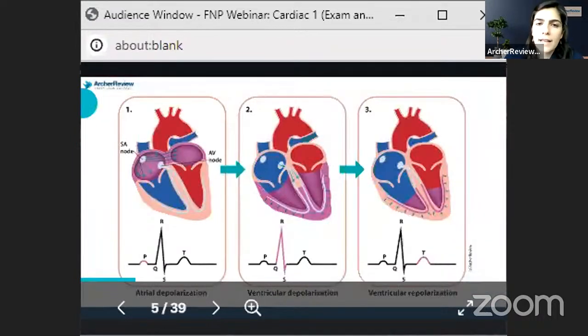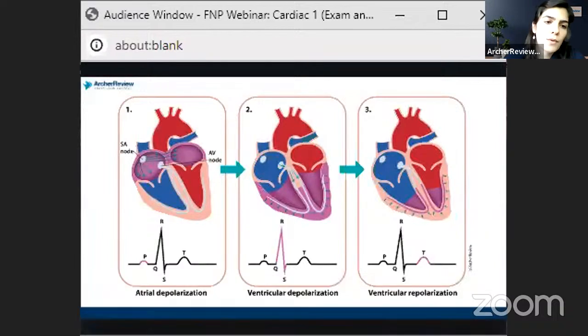So what does that look like on your EKG? The P wave is your atrial contraction, what we call atrial depolarization, and your QRS wave is your ventricular contraction, what we call ventricular depolarization, and your T wave is that ventricular repolarization, so allowing those ventricles to fill back up.